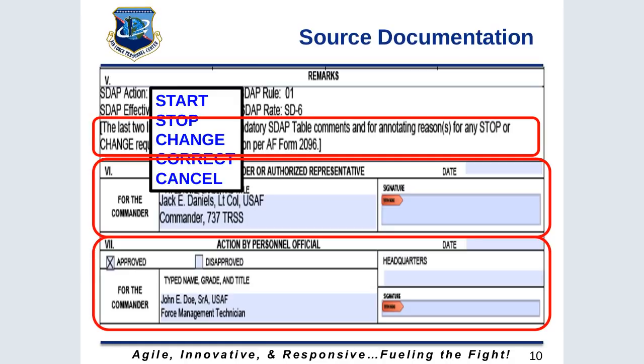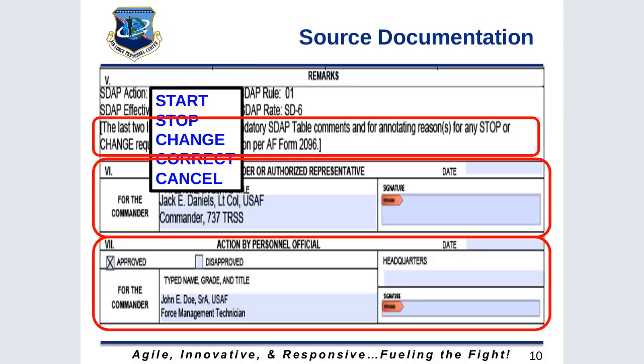The SDAP rule and rate must match an existing rule and rate on the current SDAP table and must coincide with the SDAP effective date listed on the SDAP table. The last two lines in this area are used to annotate mandatory comments in accordance with the SDAP table rule and associated notes for start only. These lines are also used to annotate the reason for any stop or changes for those requests where the start 2096 is already within ARMS.